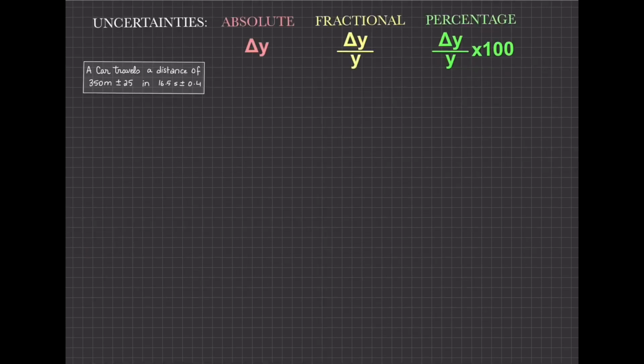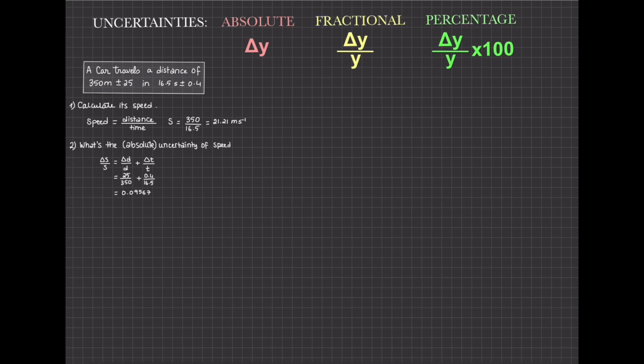Alright, these are some examples. So knowing that speed is equal to distance divided by time, you can find the value of speed, and then they will ask you what's the absolute uncertainty of the speed, or sometimes they don't mention the word absolute. So sometimes they just say, what's the uncertainty of speed? This is the formula. You get 0.09567. Don't round yet. This is the fractional uncertainty, as you can see.